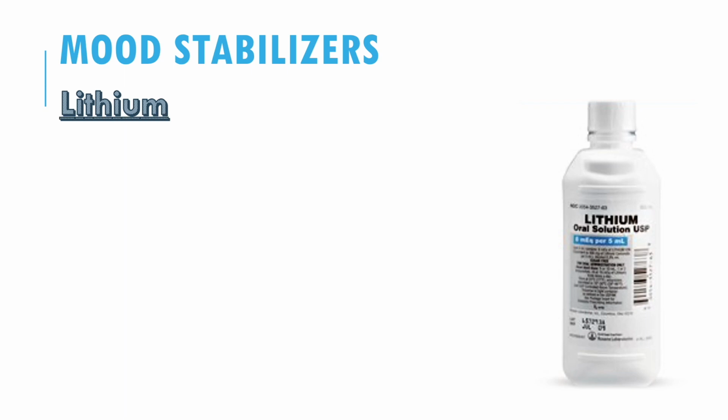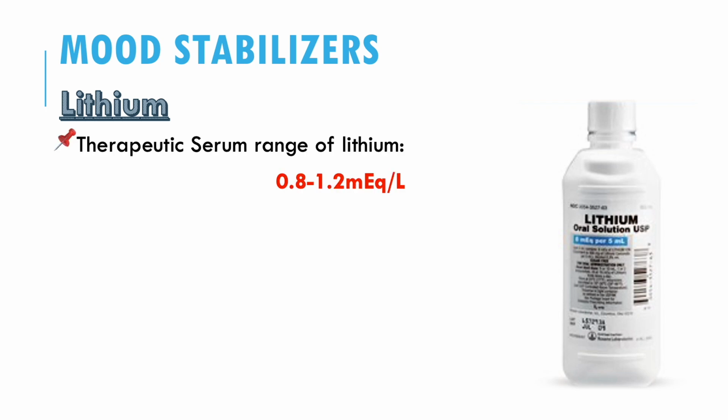Lithium is an inexpensive drug that must be closely monitored because it has a narrow therapeutic serum range of 0.8 to 1.2 milliequivalent per liter. Serum lithium levels greater than 1.5 milliequivalent per liter may produce early signs of toxicity. The serum lithium level should be monitored biweekly until the therapeutic level has been obtained, and then it must be monitored at least every 1 to 2 months on the maintenance dose.